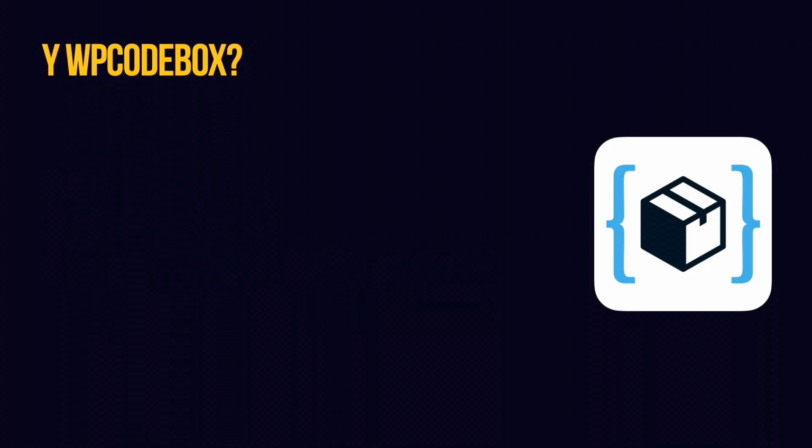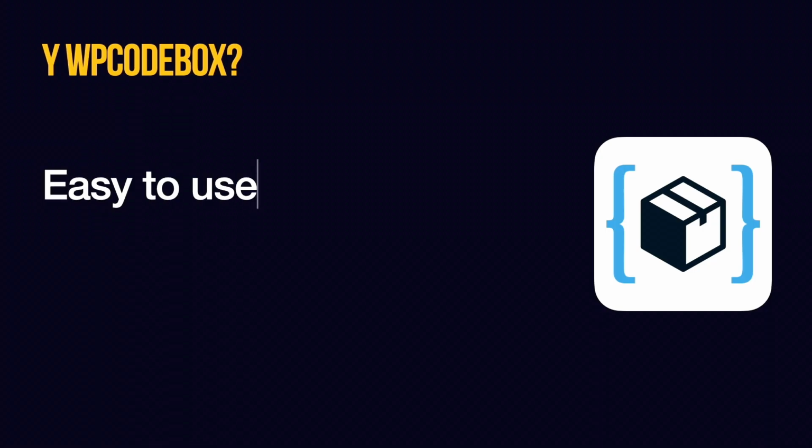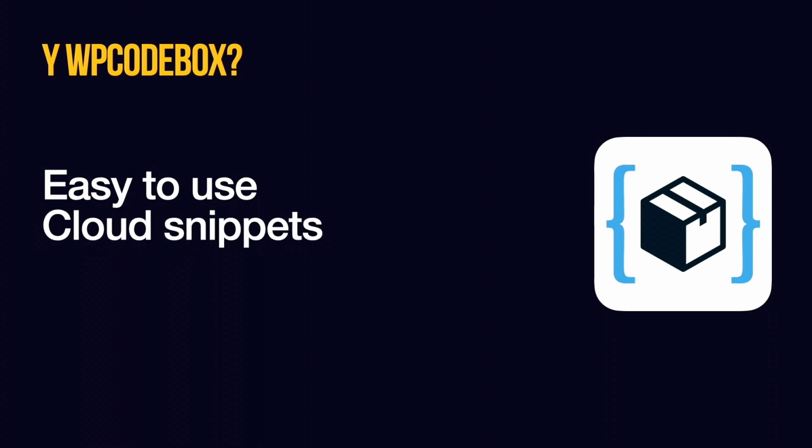For WP Codebox, it's easy to use. Just install it and then just put the code snippets where you want. You can get them to load where you want them to. And then you also have access to cloud snippets, which is what I use. I'm going to show you in a demonstration how to use those cloud snippets to do what we want. You can save them up there.